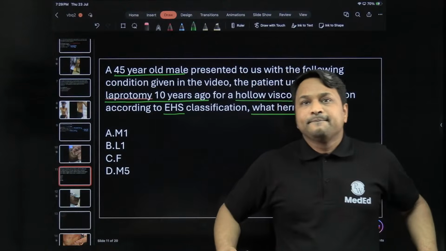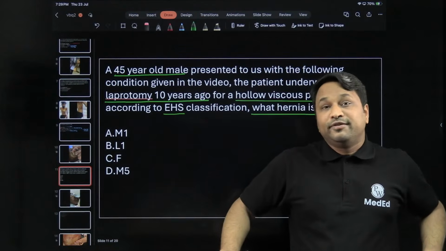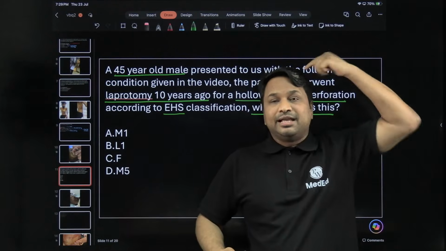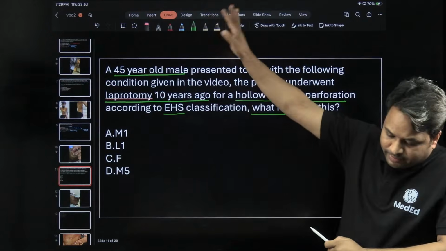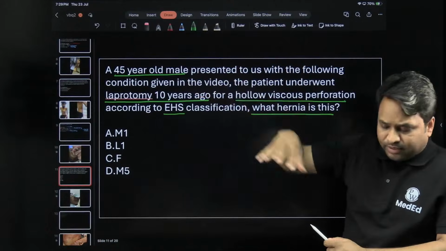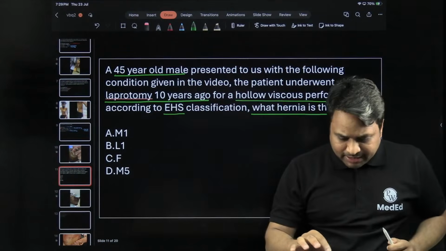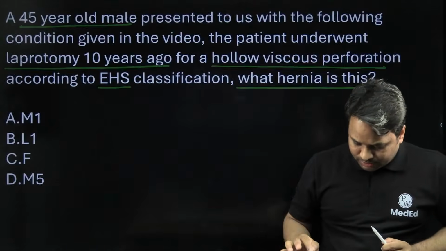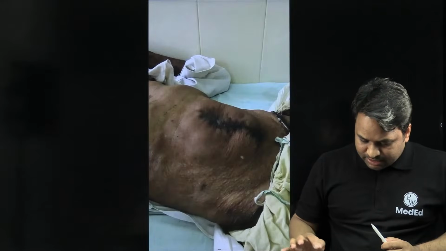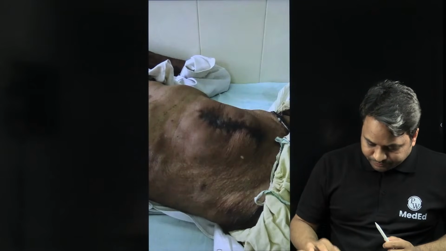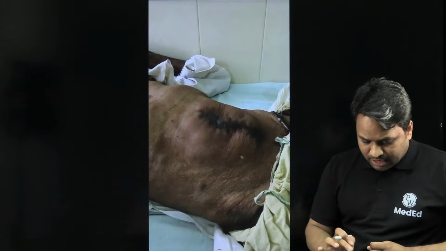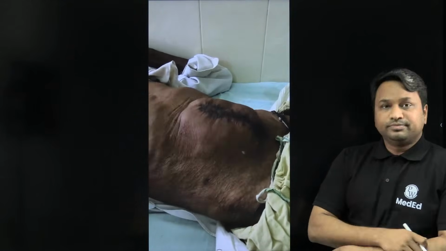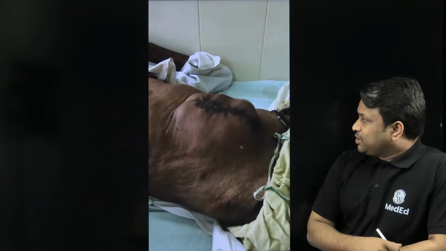So, what was the location of swelling in the video? It was on the scalp. Now, I have a 45-year-old male presented to you with the swelling, I'll show you the video. Let's see the video and then we'll come back to this question. Now, this is the patient that we have. You can see a previous laparotomy scar is present. Now, this is the condition of the patient.